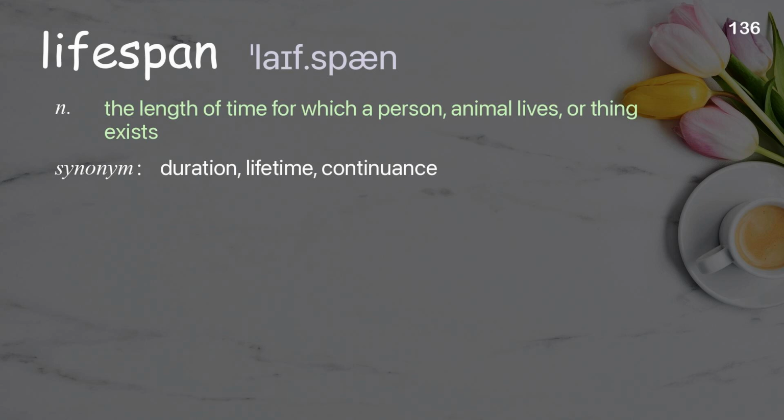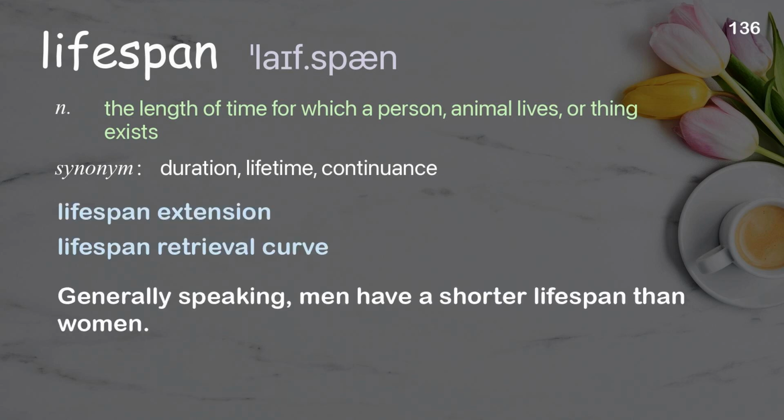Lifespan. The length of time for which a person or animal lives, or a thing exists. Examples: Lifespan extension. Lifespan retrieval curve. Generally speaking, men have a shorter lifespan than women.